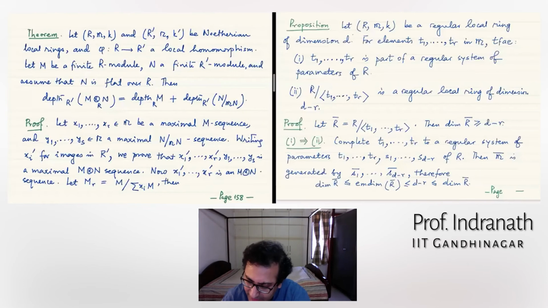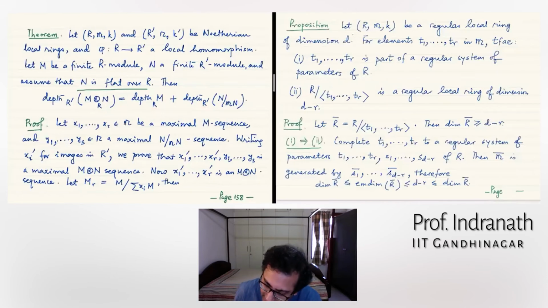Please remember, I have Noetherian local rings and a local homomorphism, and finitely generated modules M and N, and the flat condition, which is very, very important. Then I have this addition formula for the depths: the tensor product on the left-hand side and the sum on the right-hand side. Let us start with a maximal M sequence and a maximal N mod mN sequence, x1, x2, ..., xr in M and y1, y2, ..., ys in N. Remember, these depths are with respect to R and R dash respectively.